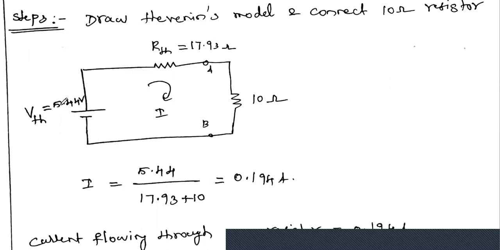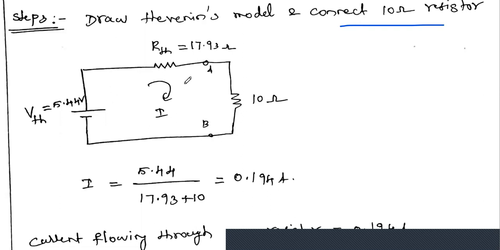What is Thevenin's model or Thevenin's equivalent circuit? The VTH in series with RTH. It is called a Thevenin's equivalent circuit. This is the terminal AB. Then finally we have to connect the load, which is our load 10 ohm resistor. So the 10 ohm load you just connect here.